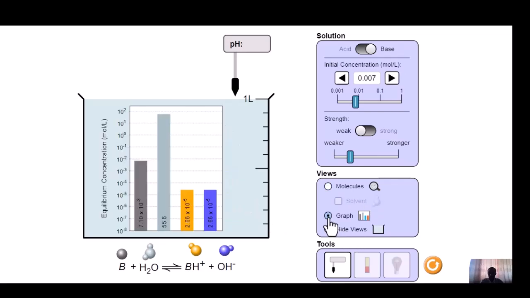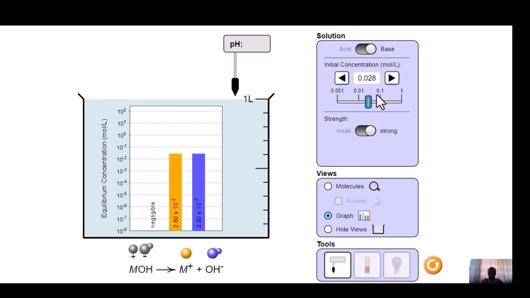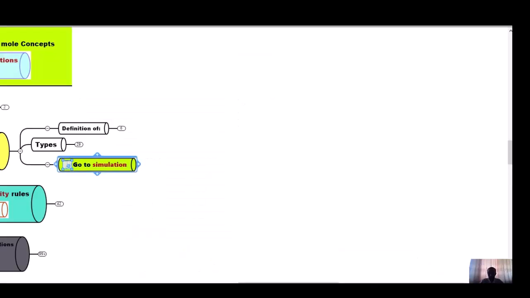At graphic level, you can see this by taking the change in concentration. If you increase the concentration for weak base, both the concentration of the reactants and the products increased. But for the strong base, if you change the concentration, only the concentration of the products will be increased. This is the way of identifying acid and base as strong and weak.